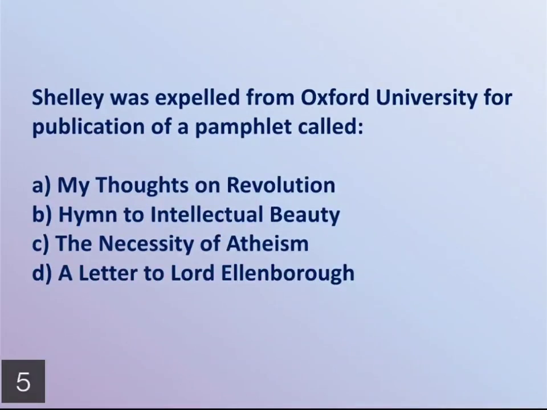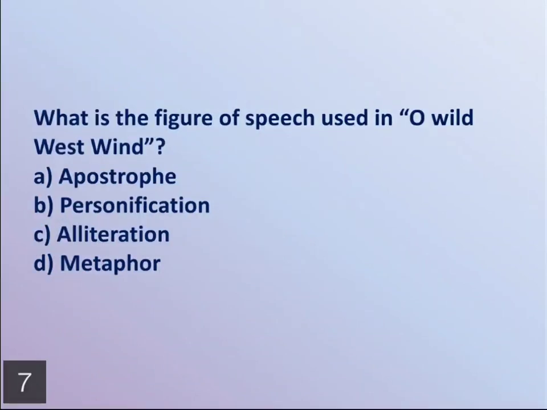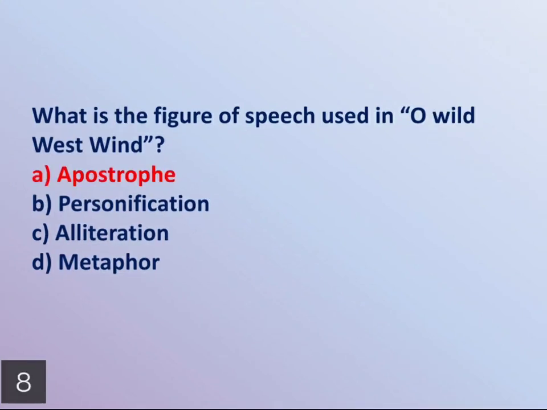Shelley was expelled from Oxford University for the publication of a pamphlet called, what was the pamphlet title? So the answer is C, The Necessity of Atheism. What is the figure of speech used in O Wild West Wind? Now the figure of speech used there is apostrophe, A. Apostrophe is a figure of speech in which the speaker or the poet directly refers to an entity which is not real, or which is not really present in the scene, or which cannot respond in reality. Like the west wind cannot respond to whatever queries the poet raises to it. So that is why this is apostrophe.